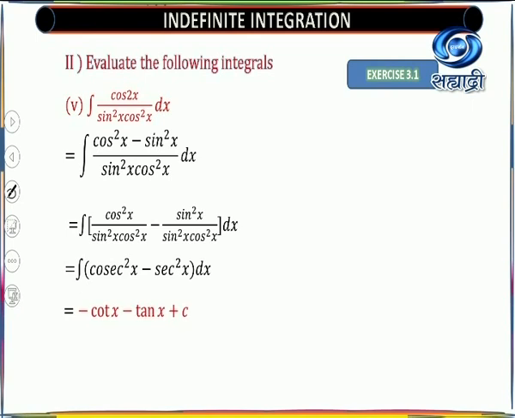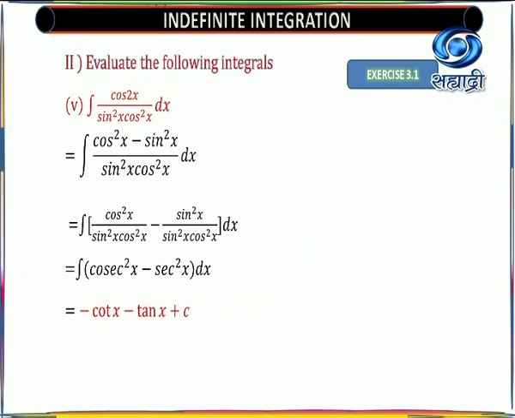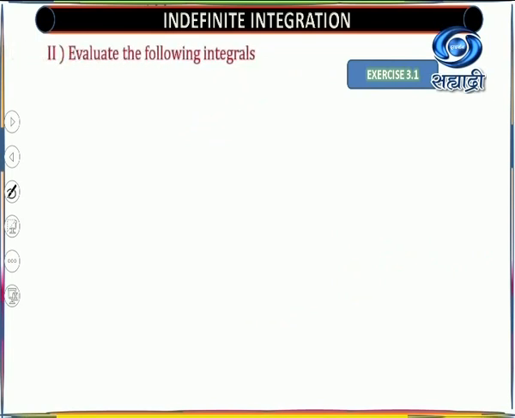As usual, integration is distributive. So you will get the integration of cosec square x dx minus the integration of sec square x dx plus constant of integration, and hence you will get your value as minus cot x minus tan x plus constant of integration. This way we are completed with this example.